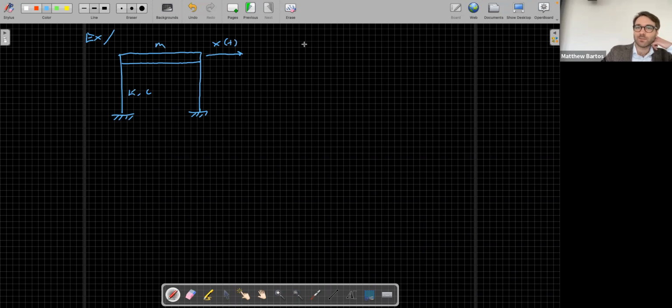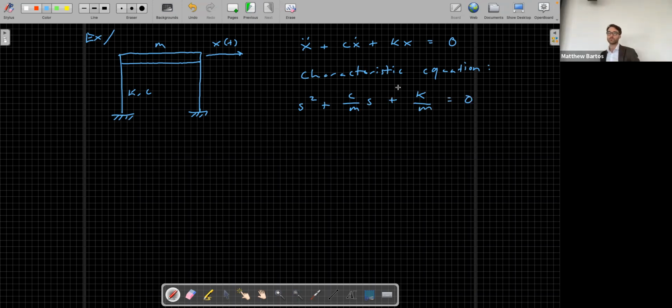Okay, so we know that the dynamics of the system are given by x double dot plus C x dot plus K x is equal to zero, right? And we remember that the characteristic equation of this system in the frequency domain is given by s squared plus C over M times s plus K over M is equal to zero. So just put that in the back of your mind for now. That's the characteristic equation of this system. Remember that from the characteristic equation, we can get the poles of the system to characterize its dynamics.